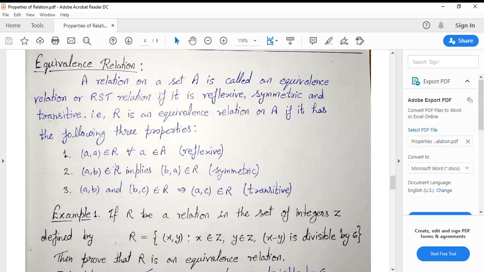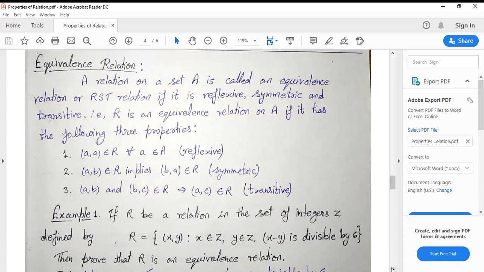What is the reflexive? If (a, a) belongs to R, for all a belongs to set A, that is the reflexive. Second, what is symmetric? If (a, b) belongs to R, then (b, a) also belongs to R, then it is the symmetric. If (a, b) and (b, c) belong to R, then (a, c) belongs to R. So it is the transitive property. If any relation holds all these three properties, then that relation is called the equivalence relation.